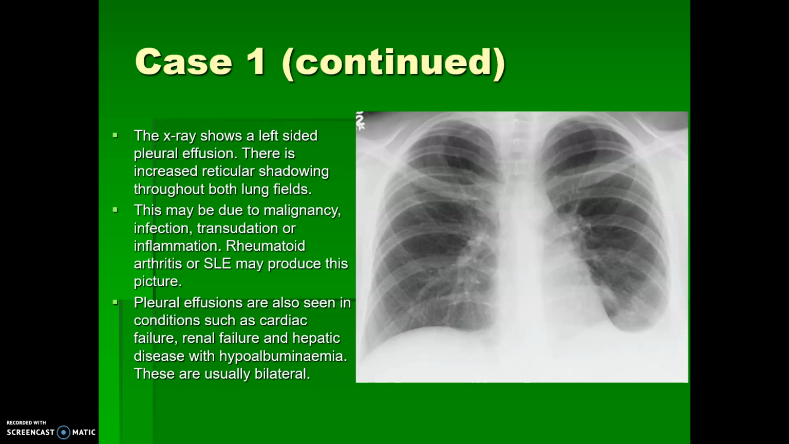This shows a left-sided pleural effusion. You'll see that there's loss of the left costophrenic and cardiophrenic angle with a homogeneous opacity below what looks like a meniscal line. There's also some reticular shadowing throughout both lung fields. This picture may be due to malignancy, infection, or inflammation. We need to think about autoimmune diseases like rheumatoid arthritis or SLE. Bear in mind, pleural effusions can also be seen in cardiac failure, renal failure, and hepatic disease with hypoalbuminemia, but these are usually bilateral.